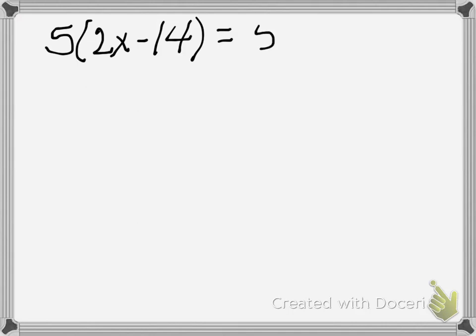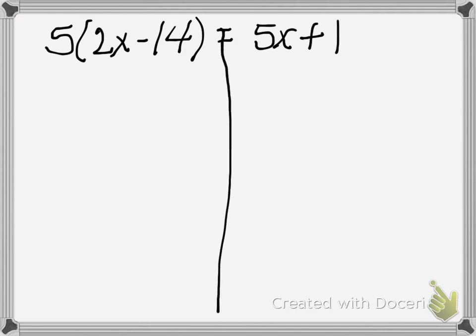Next problem. So if you're having difficulties with distributive property, we're going to do one of those. So we have 5 times 2x minus 14 equals 5x plus 1. Okay, so first I'm going to go ahead and draw my line to separate my sides. And so in this case, step 1 is distributive property. I'm going to distribute this 5 to this 2x and the 5 to the 14.